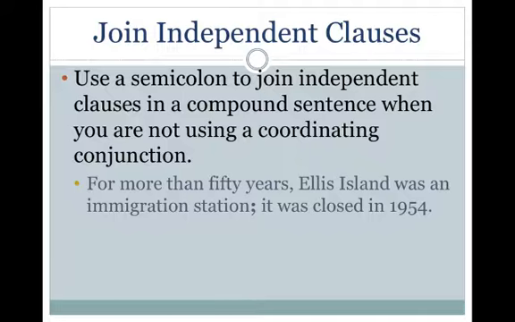For example, for more than 50 years, Ellis Island was an immigration station; it was closed in 1954. So, the two independent clauses are, for more than 50 years, Ellis Island was an immigration station, and the other one, it was closed in 1954. You could just write these as two sentences if you wanted to.